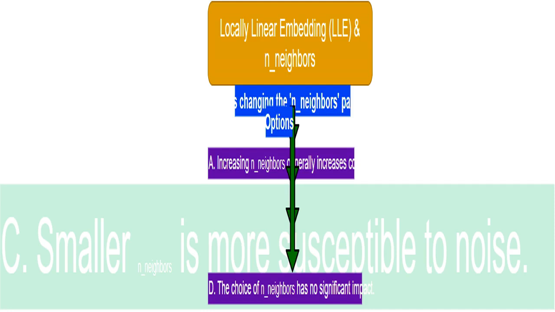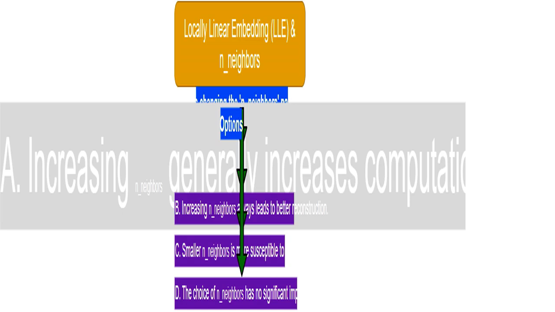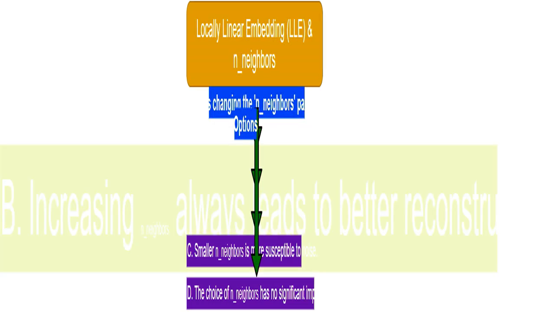Let's evaluate each one. I believe this is true. When I increase the number of neighbors, LLE has to do more calculations to find those neighbors and make the combinations. This takes more computing time. I disagree. It's not always true that more neighbors means a better reconstruction. Sometimes, using too many neighbors could blur important details and end up creating a worse representation.